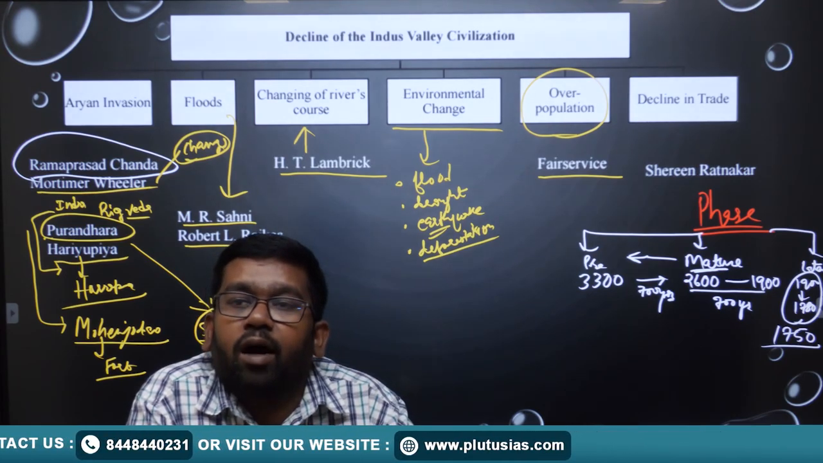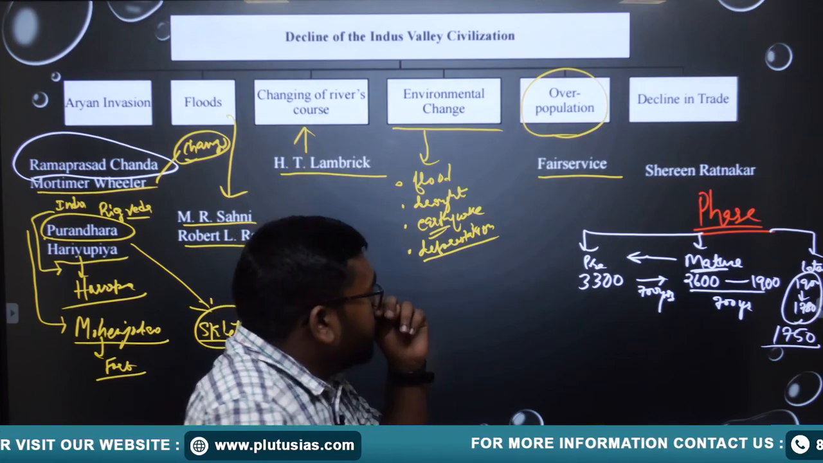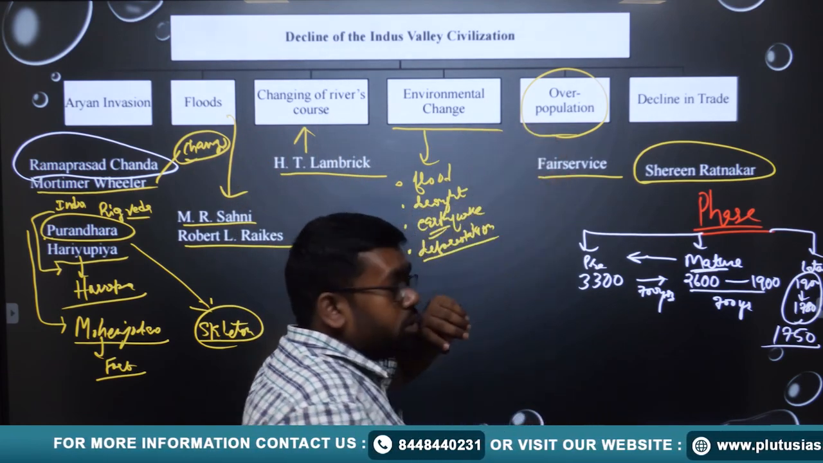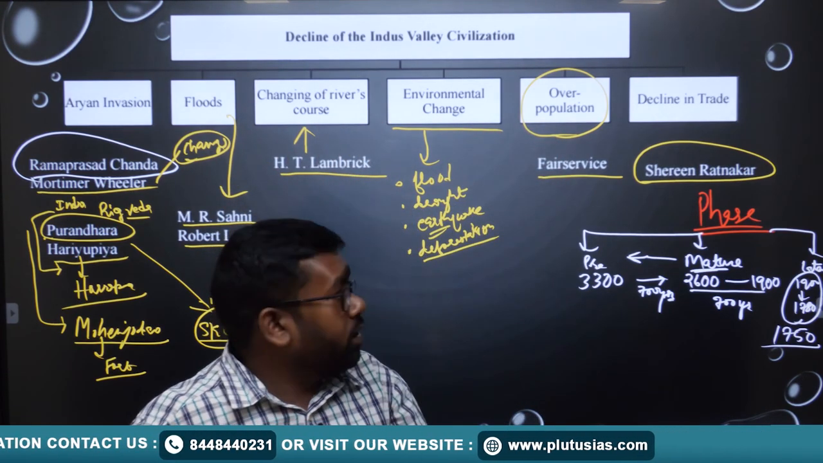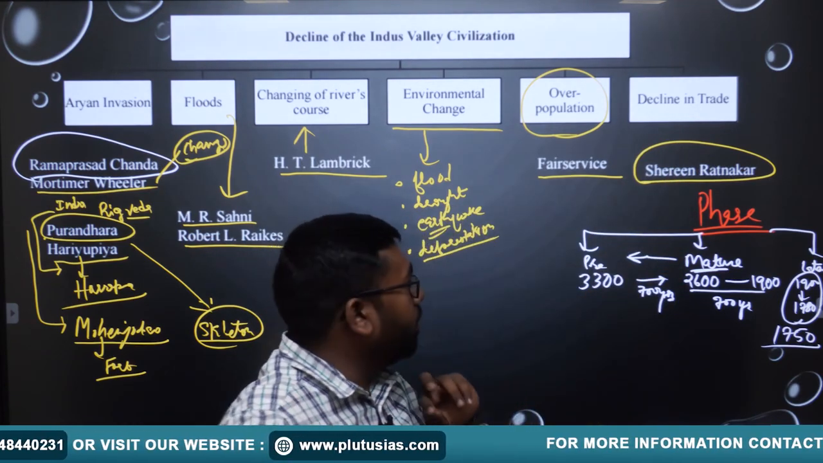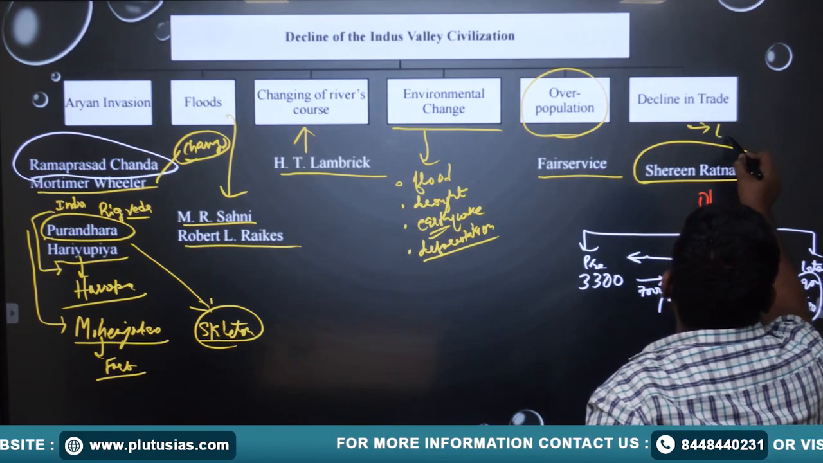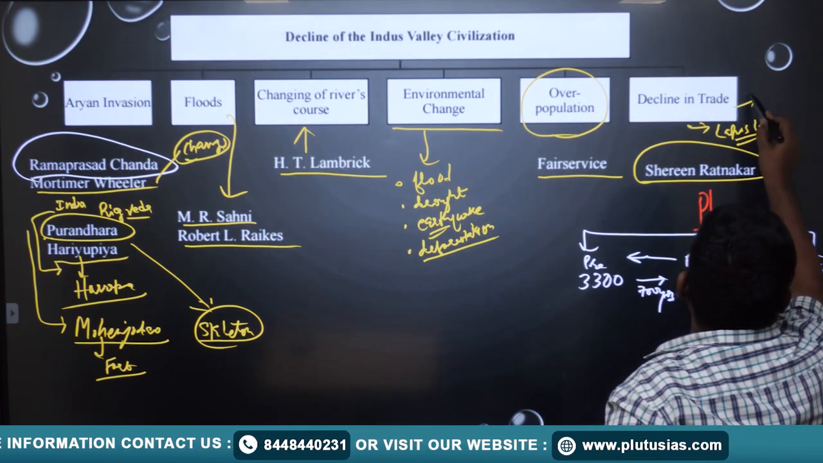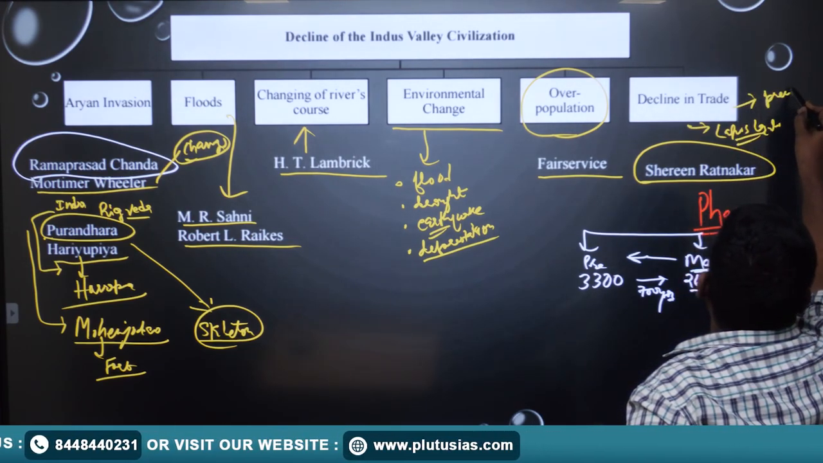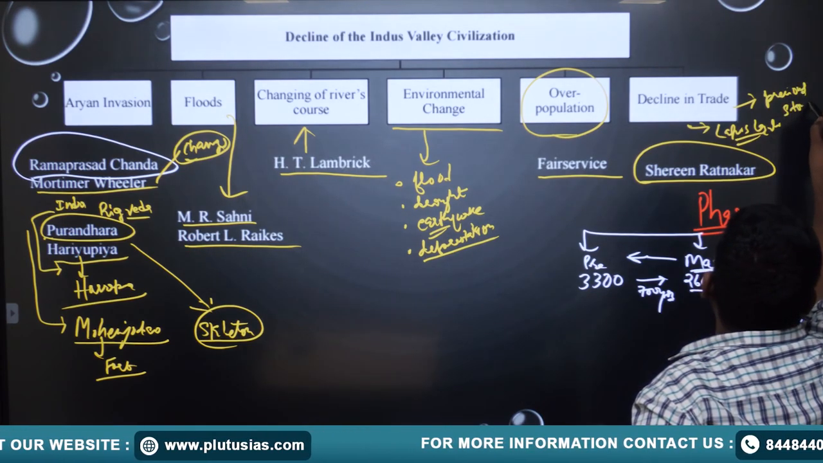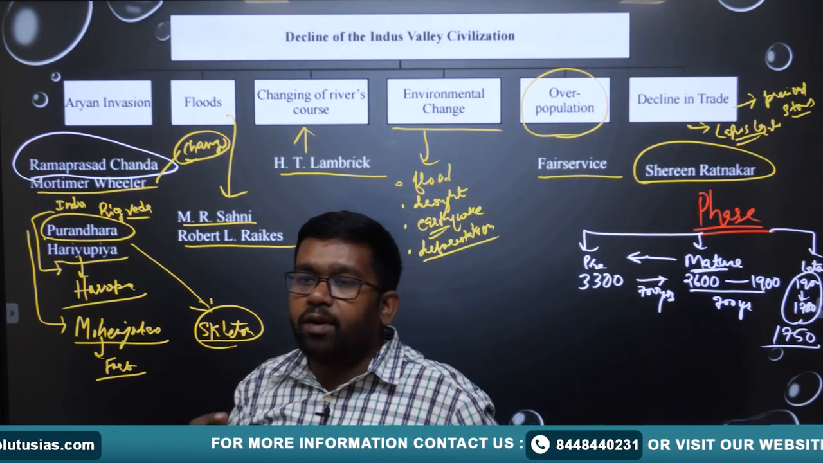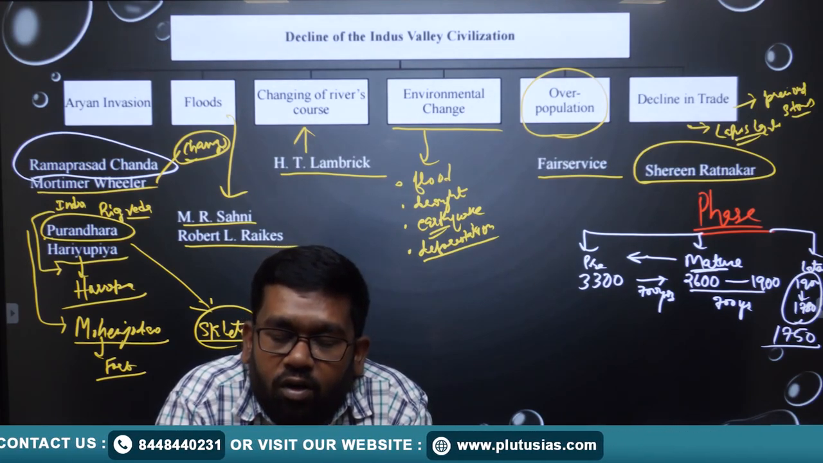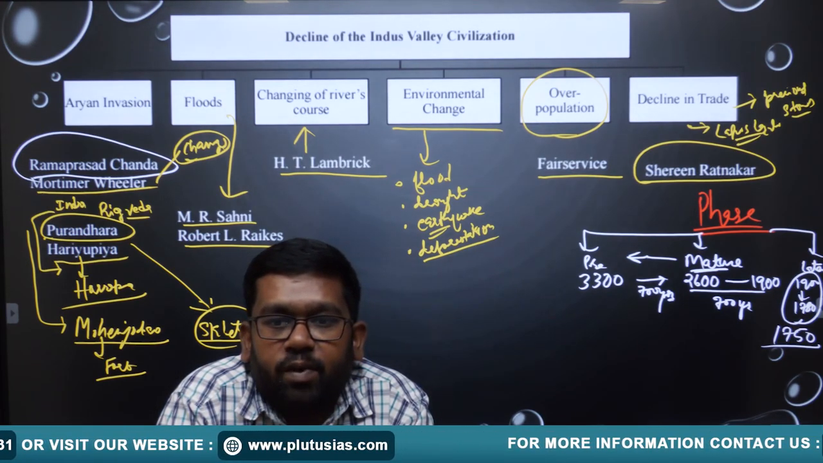So overpopulation is also one of the main causes, according to Fairservis, behind the decline of Indus Valley civilizations. But apart from this, there is a historian, Cyril Ratnagar, who argues that these are not sufficient causes. Trade is the most important, especially trade in lapis lazuli and precious stones. When trade was declining, it was trade and commerce upon which all the sites, all the city-states of Indus Valley civilization were depending.